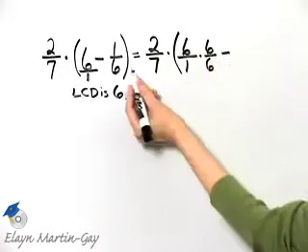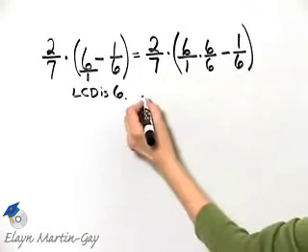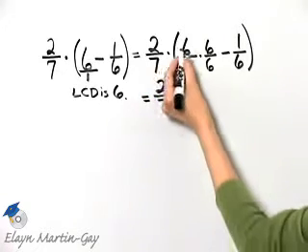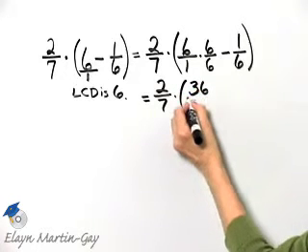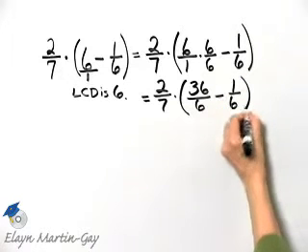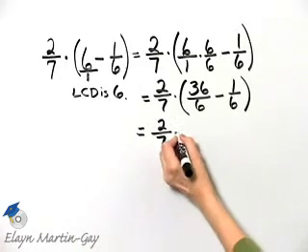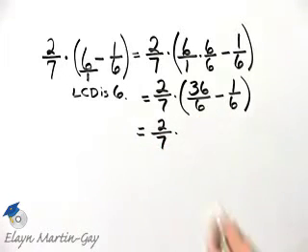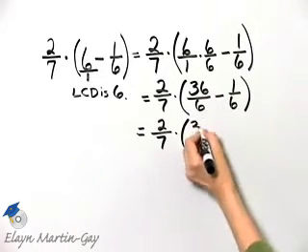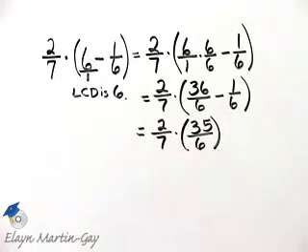And then minus, let me write down the second fraction, 1/6. So let's see what we have. We have still 2/7 times 6 times 6 is 36 over 6 minus 1 over 6. And now I can perform the operation within the parentheses because the denominators are the same. 36 minus 1, that is 35 over 6. And now we have left to multiply.